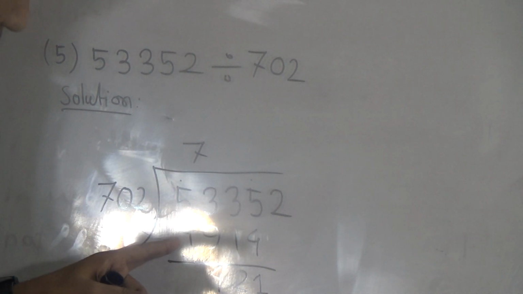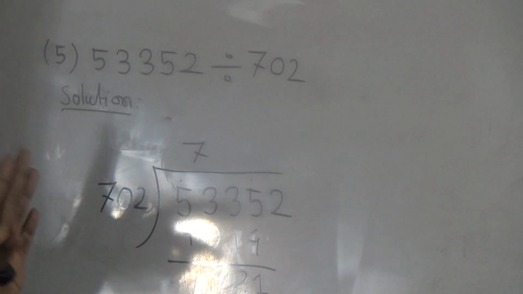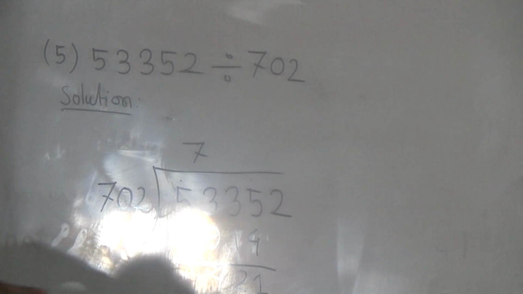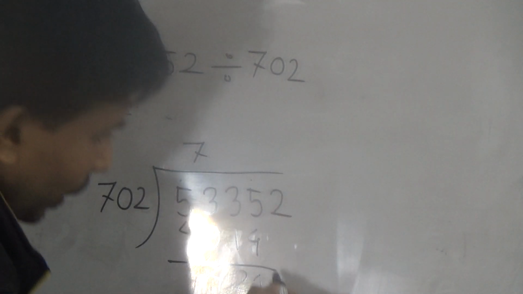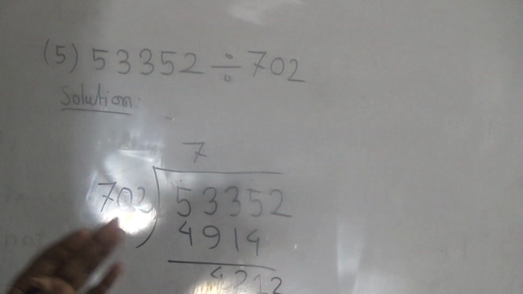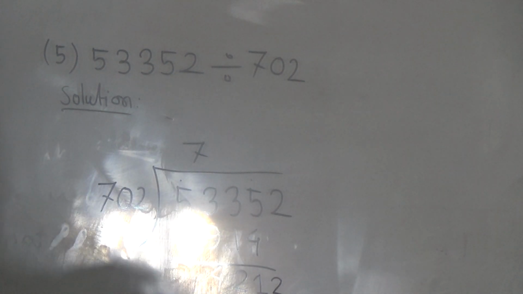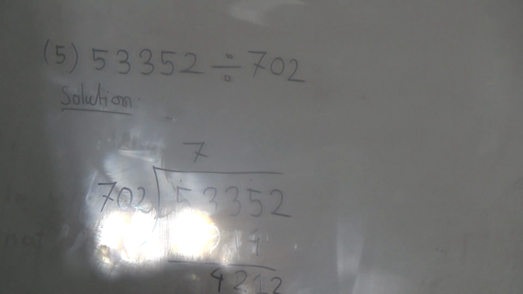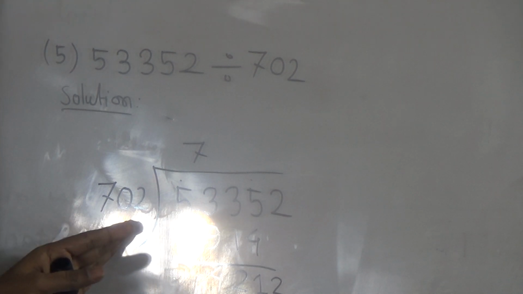1 plus 4 equal to 5. 5 minus 5 equal to what? 0. No need to write. Now you have to bring down these two in here. Okay. Now this is 4,212. We can divide this by 702.